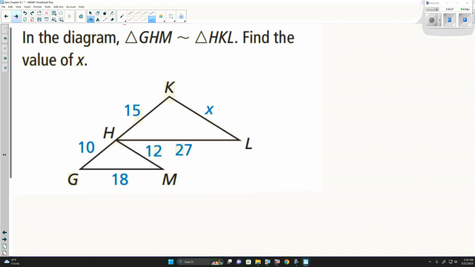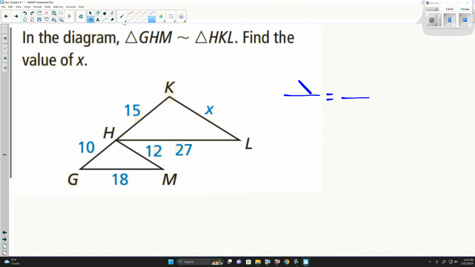So, let's look at this one here. So we're told that these two figures are similar. GHM is similar to HKL. Find the value of X. So we're going to set up a proportion. Now, the other way we can do it, and I'll show you this in a minute. So one way we can do this is setting up a proportion.